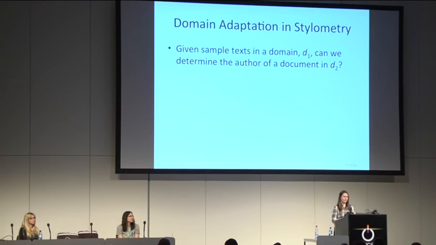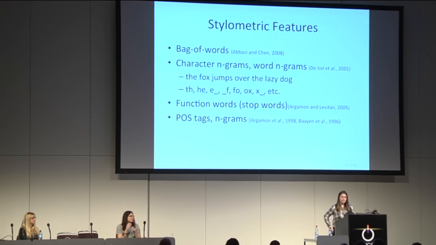So my main problem here is domain adaptation and stylometry. We're given sample text in some domain, and we're trying to identify the author of some other document, which is in a distinct domain. The features that we use for this analysis, some of them are up here. First is bag of words. Bag of words is really popular, not just in stylometry, but in natural language processing in general. These are, for example, how many times you use the word the, how many times you use the word computer, etc. Another popular one in stylometry and natural language processing are character or word n-grams, and there's an example of character bigrams underneath.